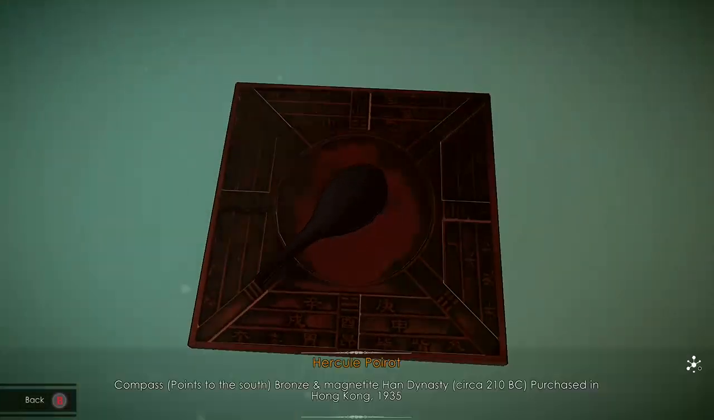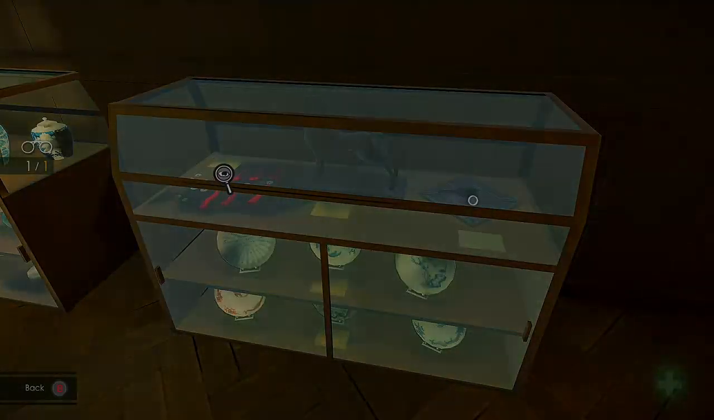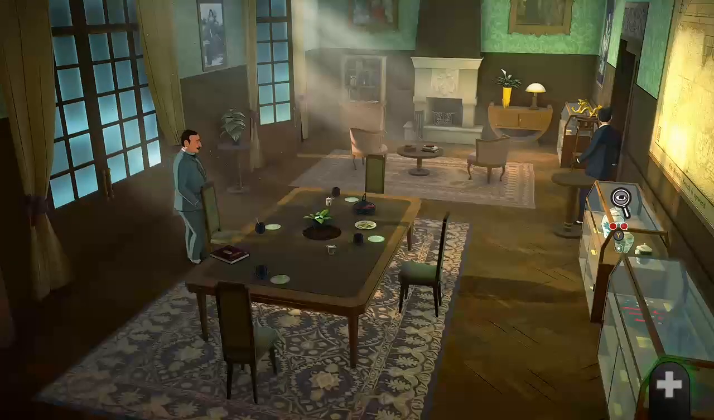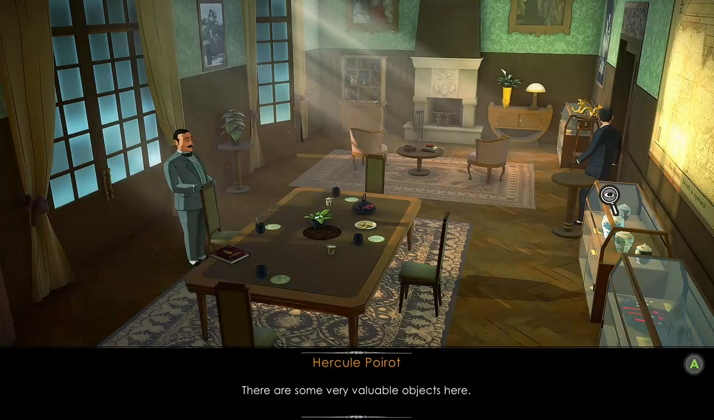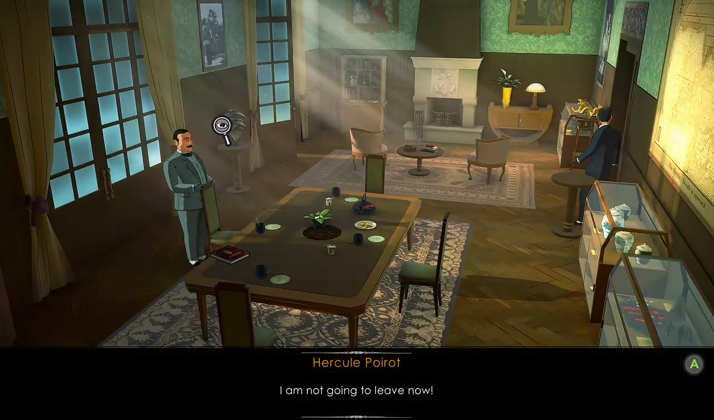Yep, we're going to look at it from all the way over there. Compass, point to the south. Bronze and magnetite, Han Dynasty, circa 210 BC, purchased in Hong Kong. Okay, the spoon. That's what it looks like. There are some very valuable objects here.